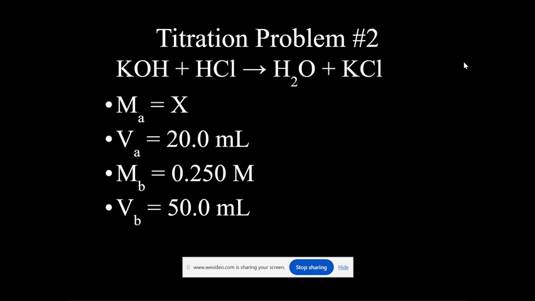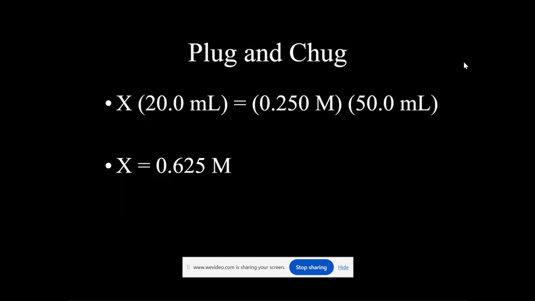And off we go. Like it says, plug and chug. We're going to algebra the heck out of this. So we plug in X for MA, and then the 20 milliliters for VA equals MB, the molarity, 0.25, and then VB, 50 milliliters. Right, multiply 0.25 times 50, and then you divide both sides by 20. You get X equals 0.625 molar.